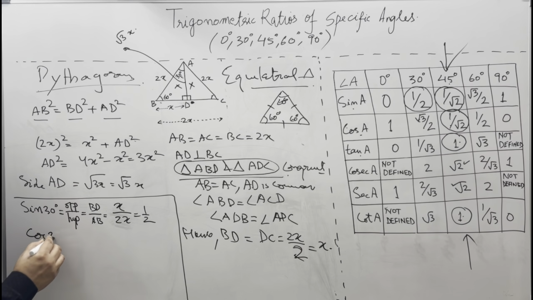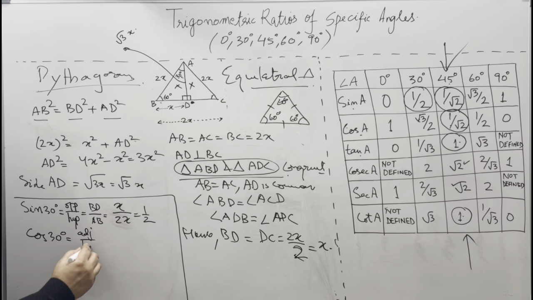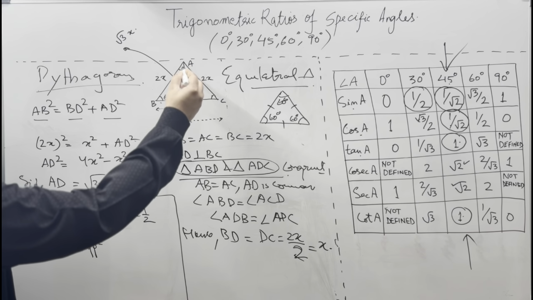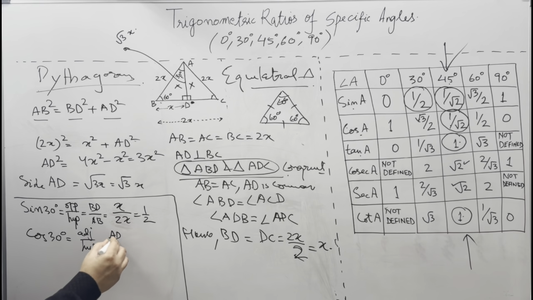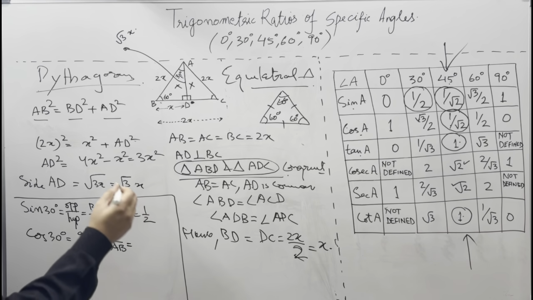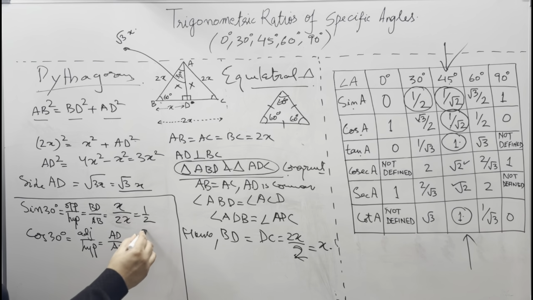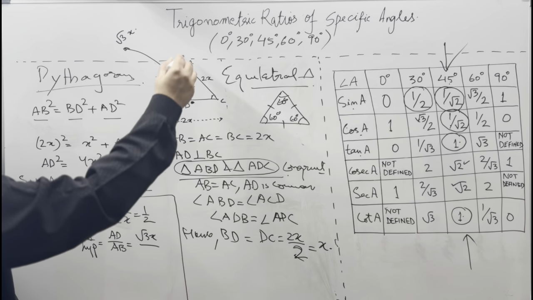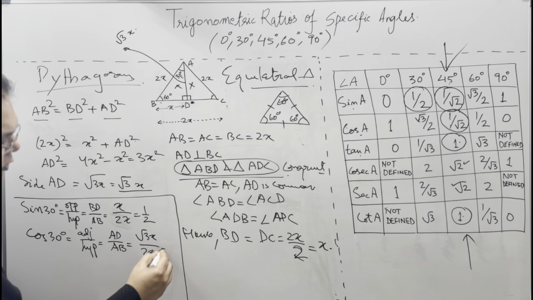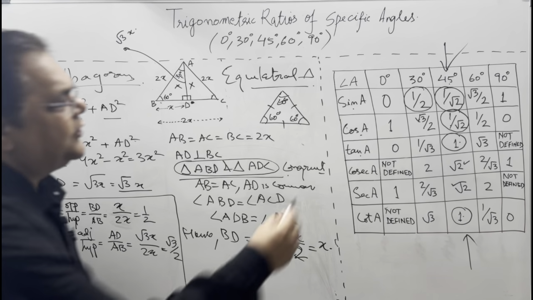Similarly, cos 30 degrees is equal to adjacent by hypotenuse. What is the adjacent of this reference angle? AD. Hypotenuse is AB. AD we have calculated as root 3 x and AB is equal to 2x. So you get root 3 by 2. So cos 30 is root 3 by 2.